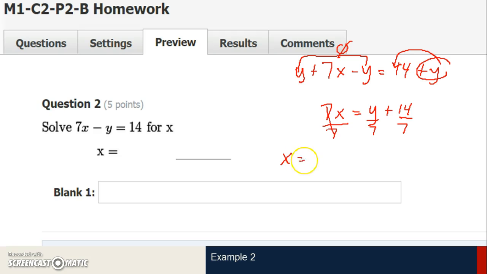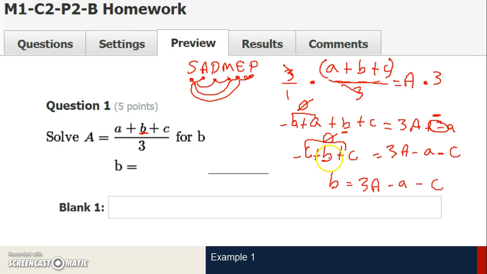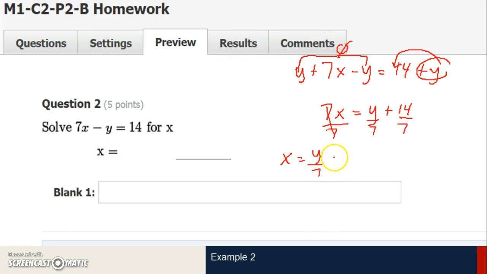Now I have x equals y divided by 7, which can't be simplified, so it's just y divided by 7, plus 14 divided by 7, which is just 2. I'm actually not going to do anything to my answer when I type it in. I can just type it in as y divided by 7 plus 2.